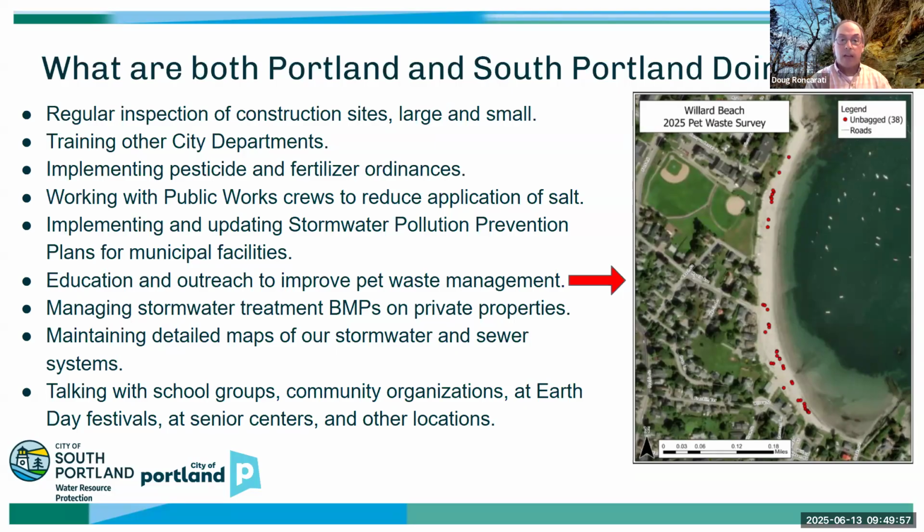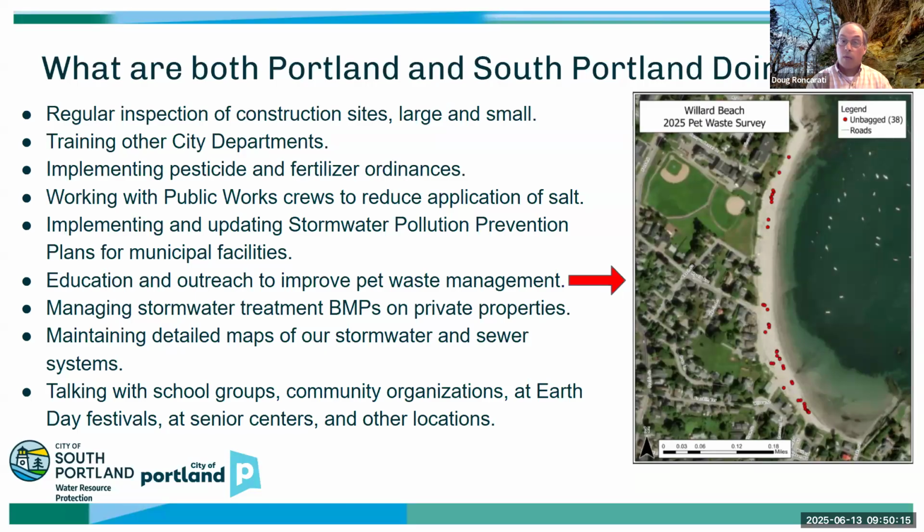We're maintaining detailed maps of our stormwater and our sewer systems and constantly updating that through our GIS. And whenever we go out and we find a cross connection or a problem, we can actually go in and repair those things and then update our maps.